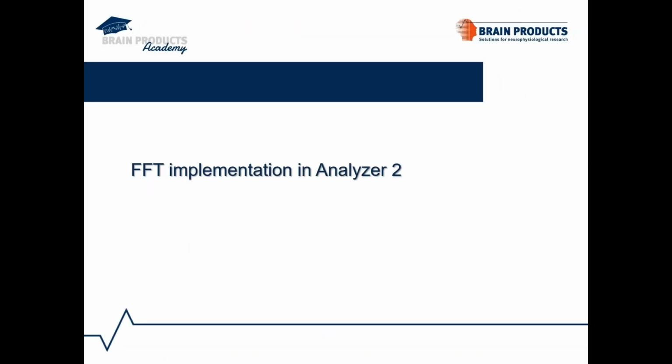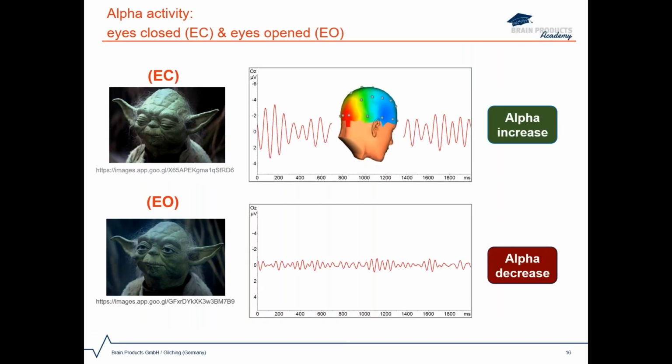Now, we have covered the theoretical background of FFT. Let's move to its implementation in Analyzer 2. In Analyzer, we offer the Fast Fourier Transform algorithm, which is an algorithm for fast calculation of discrete Fourier transform. For the demonstration, we are going to use the data acquired from a resting state paradigm, where participants were asked to keep their eyes open and closed.